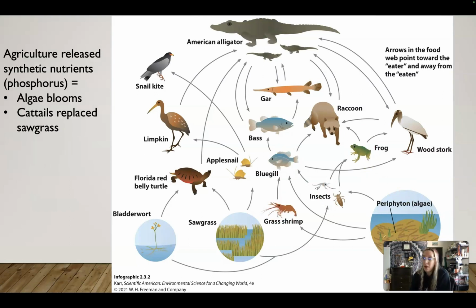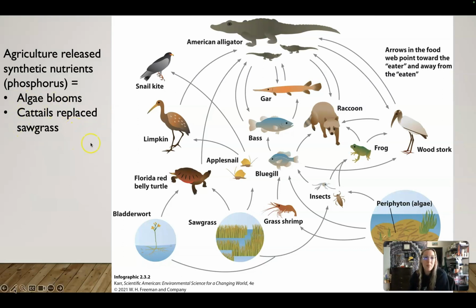Also, not just from dams, but there was an issue of agriculture that has released synthetic nutrients, in this case phosphorus. So perhaps you recall from the biogeochemical cycling of phosphorus, right? And too much phosphorus then creates algae blooms, and algae blooms have their own issues. This is actually a really, really big problem in the oceans as well. This creates something called dead zones, but it can happen in freshwater sources as well, not just in the oceans.